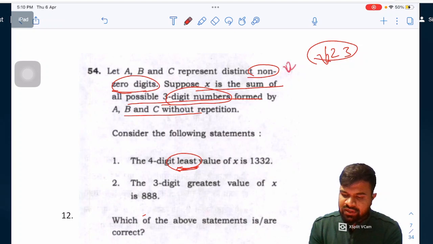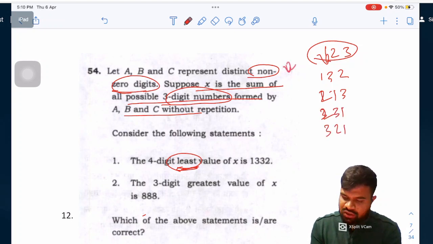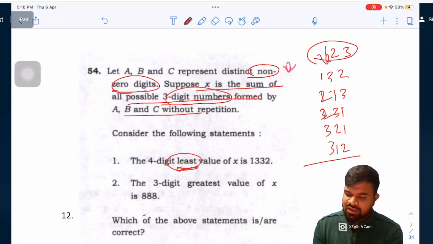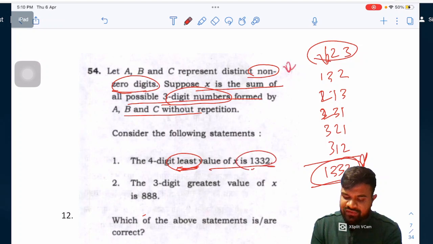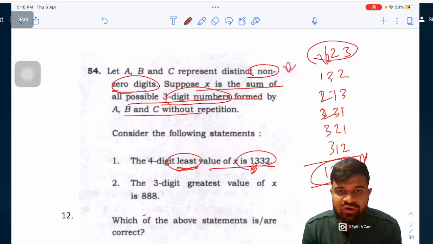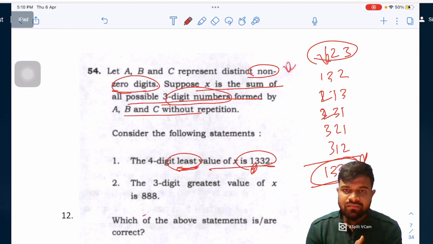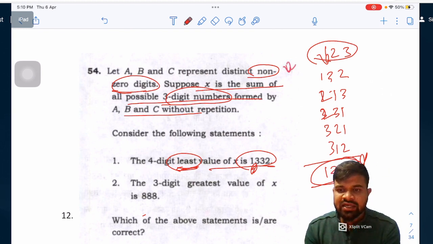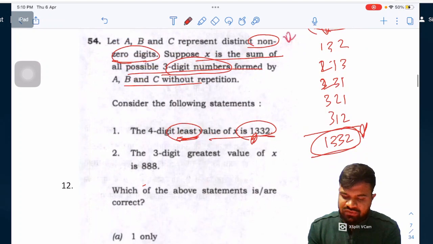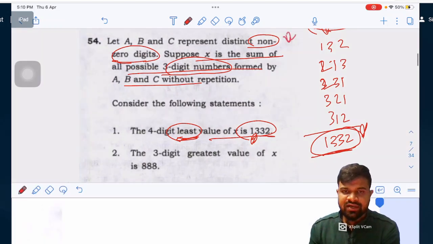So what are the other numbers? 123, 132, 213, 231, 312, 321. These will be the numbers. Now when you add all of them, you will find that the answer is 1332. So the least value of x is 1332. How are you determining the least value? You are taking the least numbers. That's how we are determining the least value.